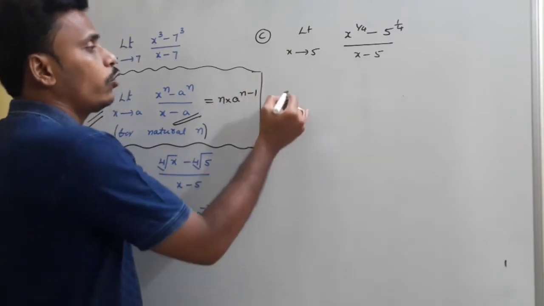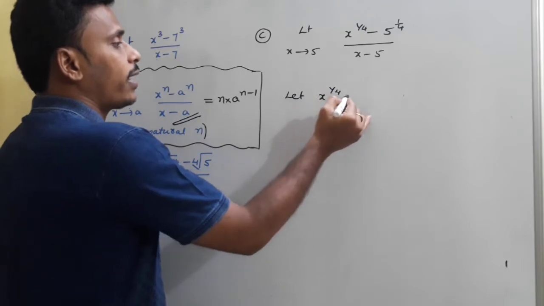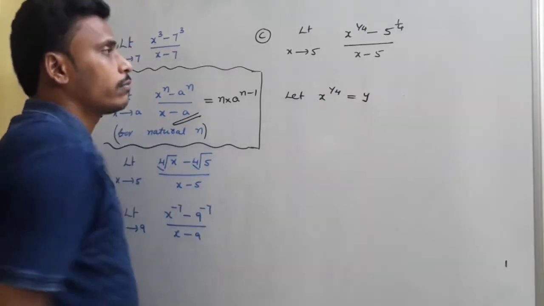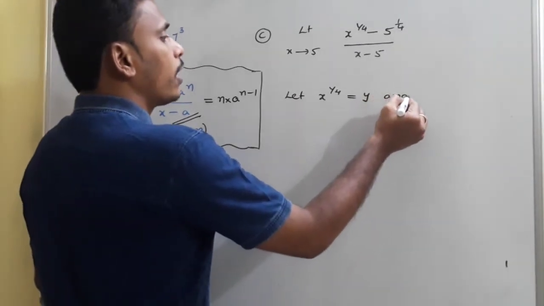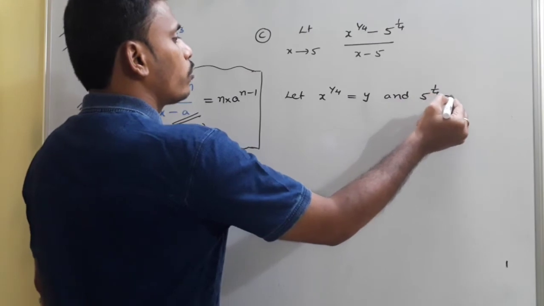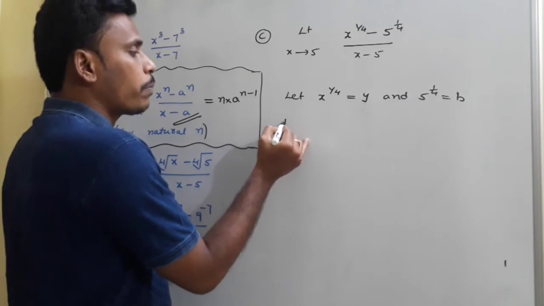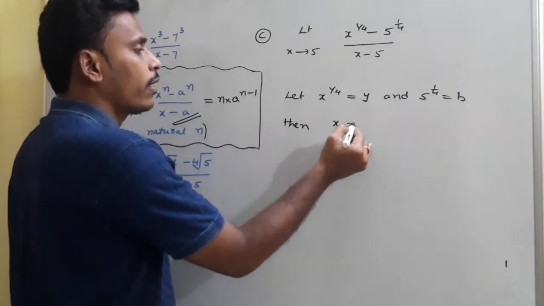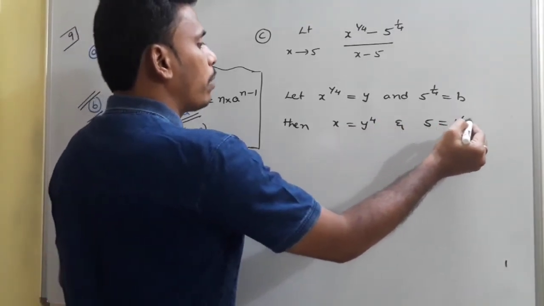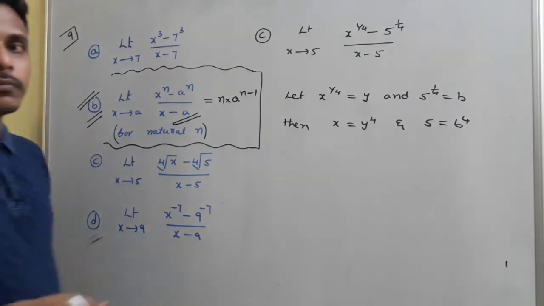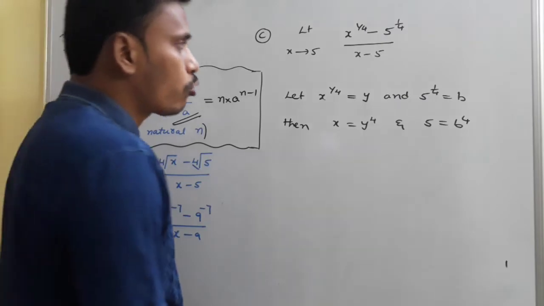So to solve it, first of all, let x power 1 by 4 be some y. Just take it as y. And the number there, 5 power 1 by 4, just take that number as b. Let x power 1 by 4 be y and 5 power 1 by 4 be b. Then what will happen? Then x will become y power 4 and 5 will become b power 4. Is there anything wrong? Nothing. I consider these two as y and b, so x is equal to y power 4 and 5 is equal to b power 4.